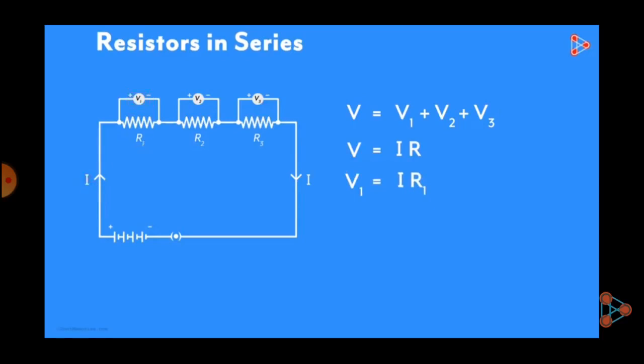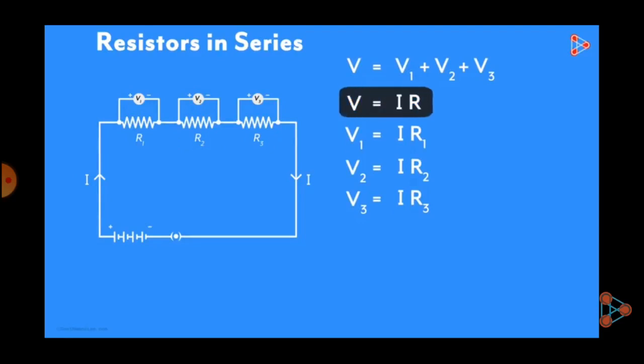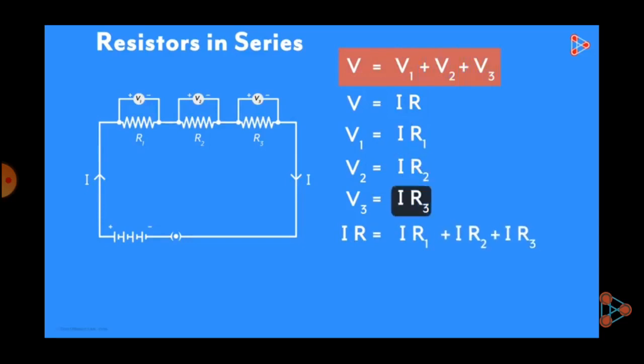And next, similarly, across the resistances R2 and R3, the voltages V2 and V3, we write the expressions V2 is equal to IR2, V3 is equal to IR3, and substitute all these in the above equation, so that we get V is equal to IR, V1 is equal to IR1 plus V2 is IR2 plus V3 is IR3. So in this, I is common on both sides, so cancel that. So you will get R is equal to R1 plus R2 plus R3.